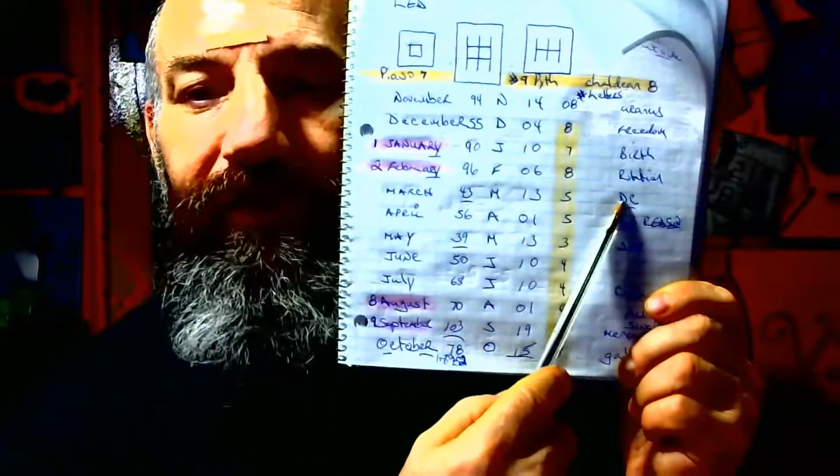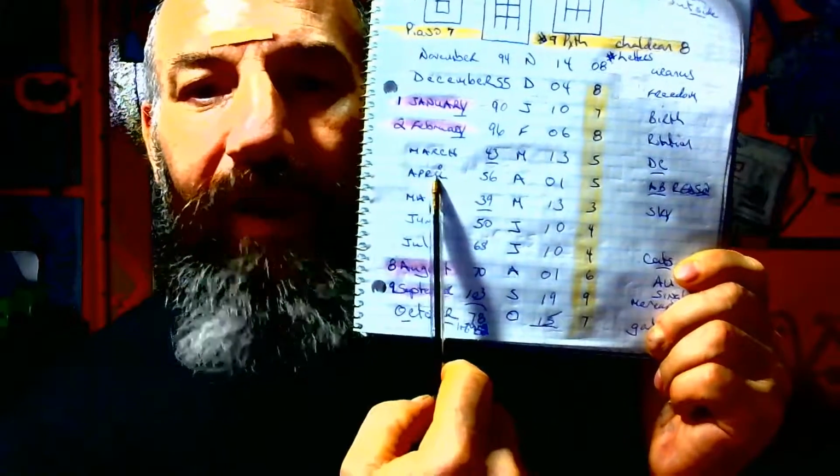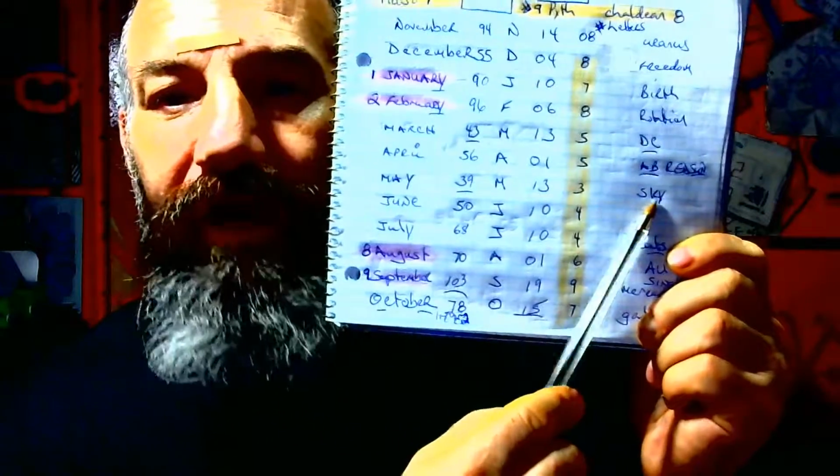We have freedom inside December. We have birth in January. We have rotation in February. We have March of DC, altered current. We have April, which is the red sun. It's the AB red sun. May brings us the sky system.